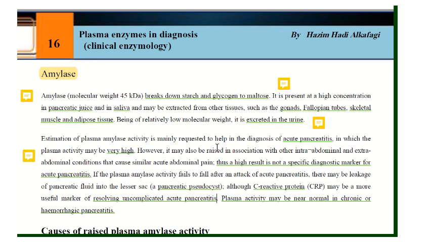for acute pancreatitis. إذا البلازما activity قلنا fails to fall after attack of acute pancreatitis فهذا ربما بسبب leak of pancreatic fluid into the lesser sac اللي قلنا هاي منطقة في الأبدومين مكونا ما يسمى بالبنكرياتيك pseudocyst وقلنا في حالة resolving uncomplicated acute pancreatitis فالC-reactive protein ربما يكون more useful marker of resolving uncomplicated acute pancreatitis. البلازما activity قلنا في حالات chronic or hemorrhagic pancreatitis فالبلازما activity مالته ربما تكون near normal.